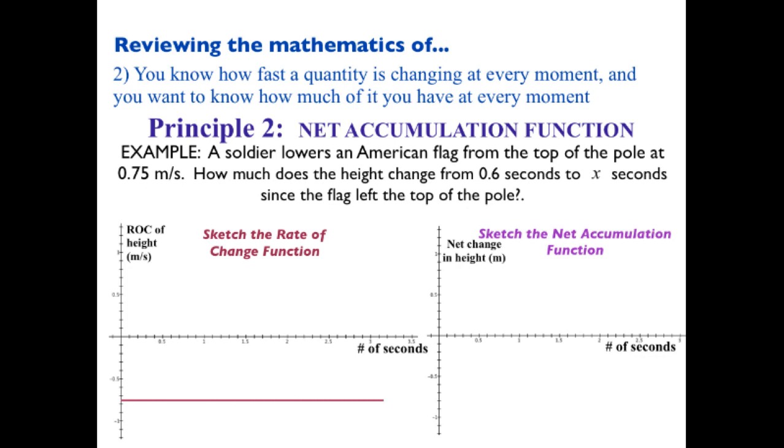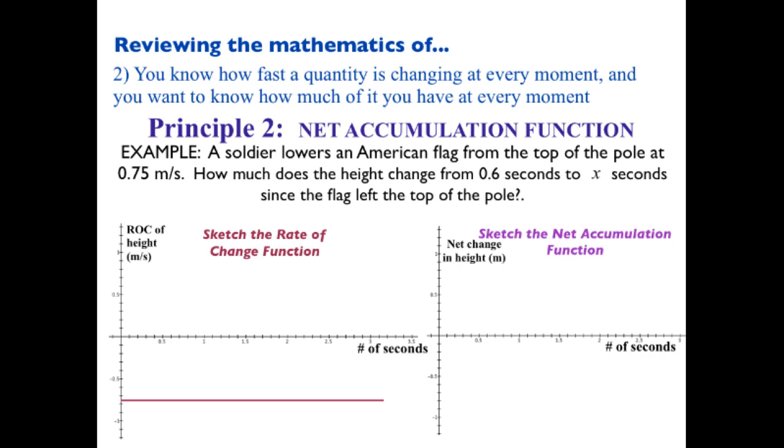Time is not since 0.6 seconds, right? Yeah, time is from when it first started being lowered. So this 0 is x. These are x, and we're starting from 0.6 seconds equals x. So this doesn't represent 0.6 seconds. That represents x equals 0. And here is 0.6 seconds. This is where our net accumulation function begins.